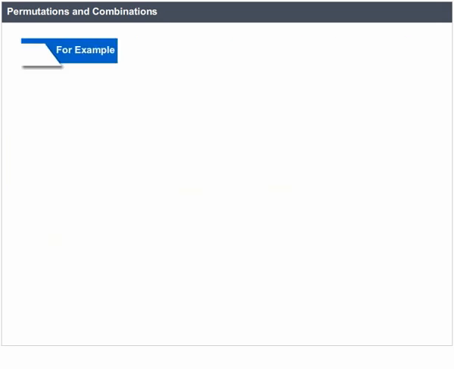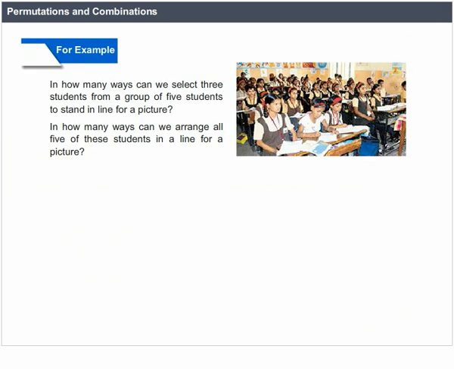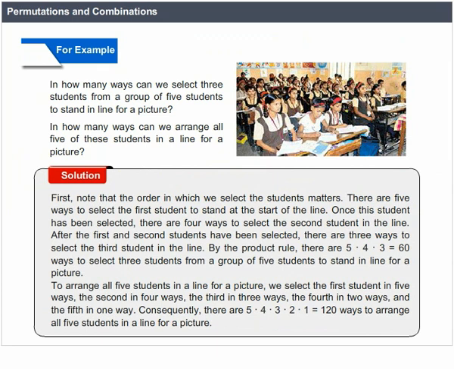For example, in how many ways can we select 3 students from a group of 5 students to stand in line for a picture? In how many ways can we arrange all 5 of these students in a line for a picture? Solution. First, note that the order in which we select the students matters. There are 5 ways to select the first student to stand at the front of the line. Once the student has been selected, there are 4 ways to select the second student in the line. After the first and second students have been selected, there are 3 ways to select the third student in the line. By the product rule, there are 5 × 4 × 3 = 60 ways to select 3 students from a group of 5 students to stand in line for a picture.